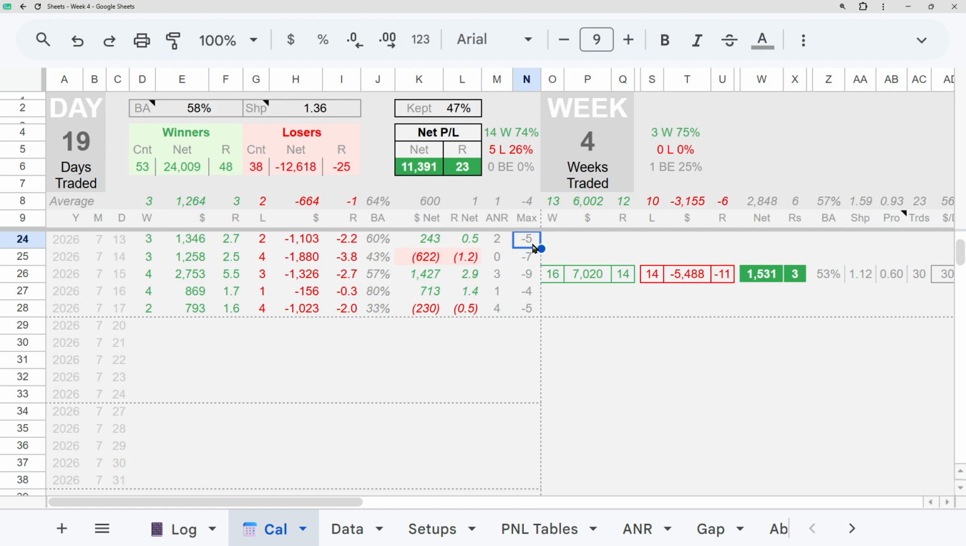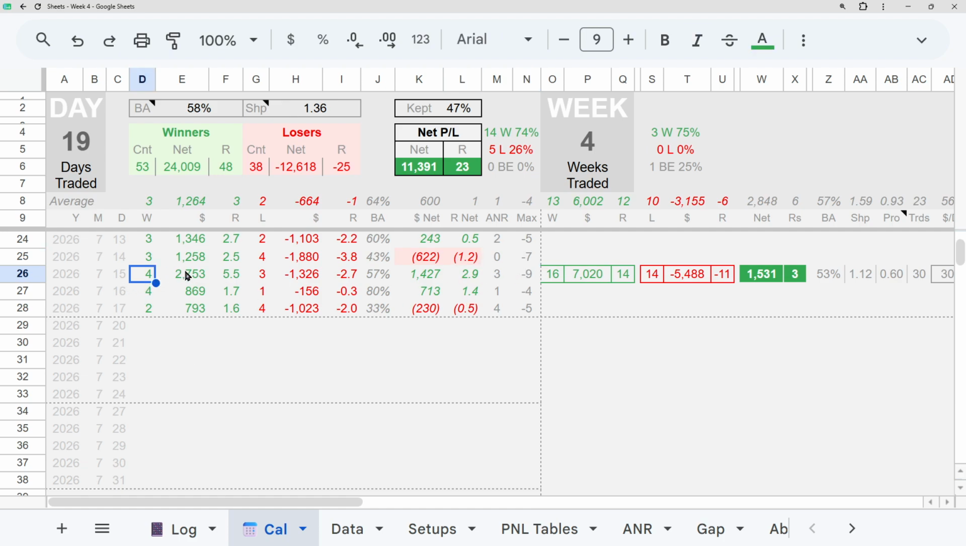Maximum is how many Rs I left on the table. So Monday, 5 Rs left on the table, which is huge. Tuesday, 3 winning trades, maybe this much. 4 losing trades, lost me that much. And my batting average is 43%. I ended the day down 1.2 Rs. No additions, 7 Rs left on the table, which would have made a huge difference.